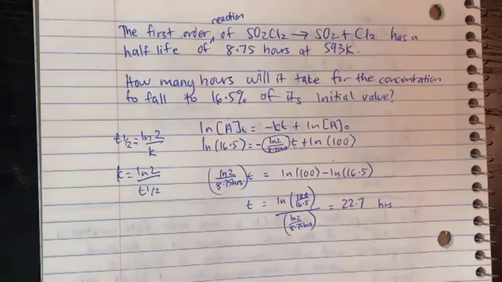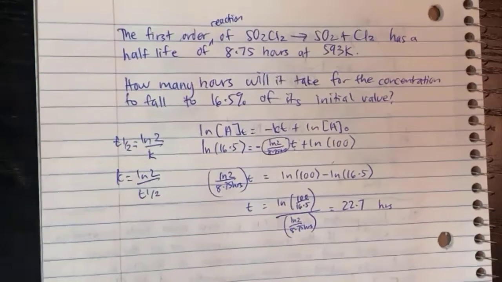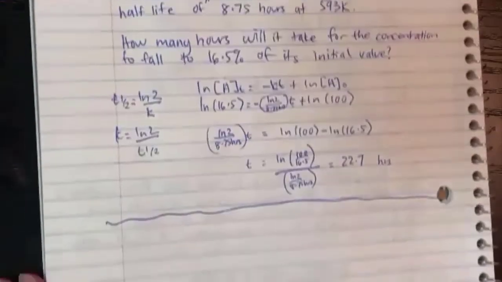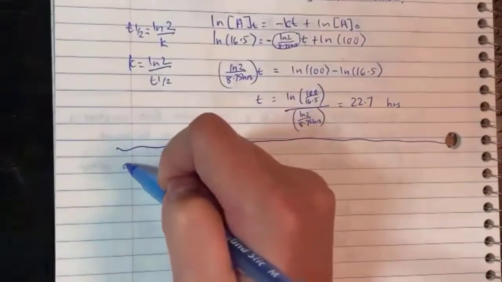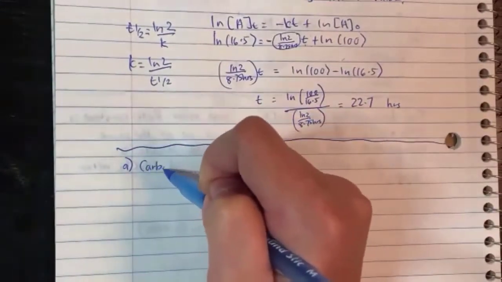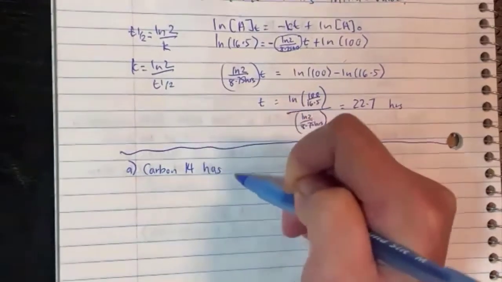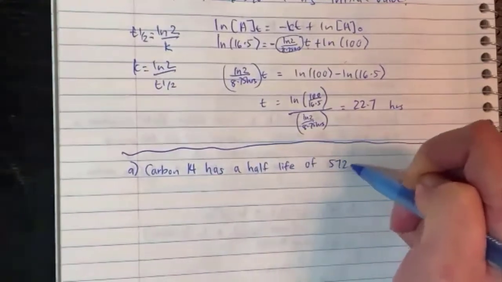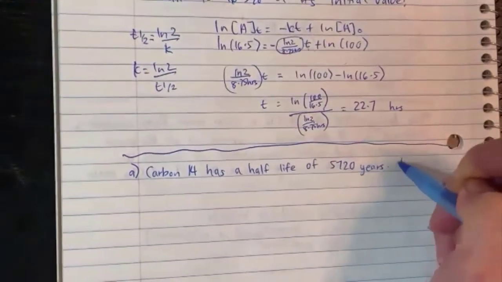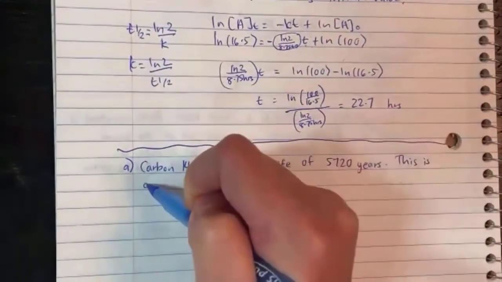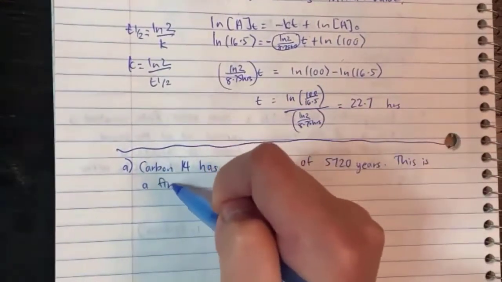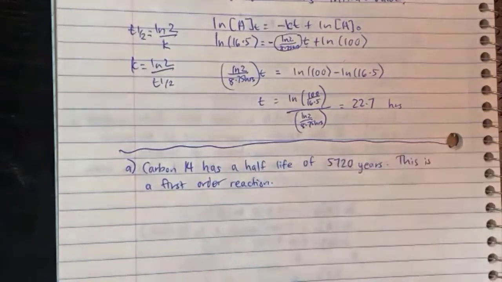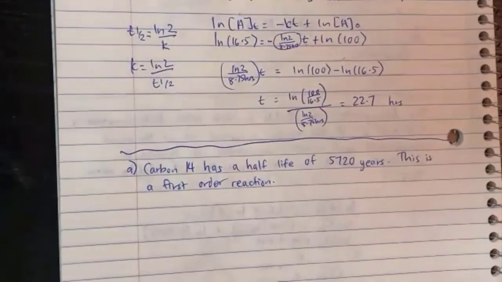Now I want to give you another question where it's going to be worded a little bit different, okay? So here are two versions. I'm going to split it into part A and part B. So let's go ahead and write that question out. So this is part A. It says here carbon 14 has a half-life of 5720 years. This is a first order reaction. So this is like carbon dating stuff, okay?